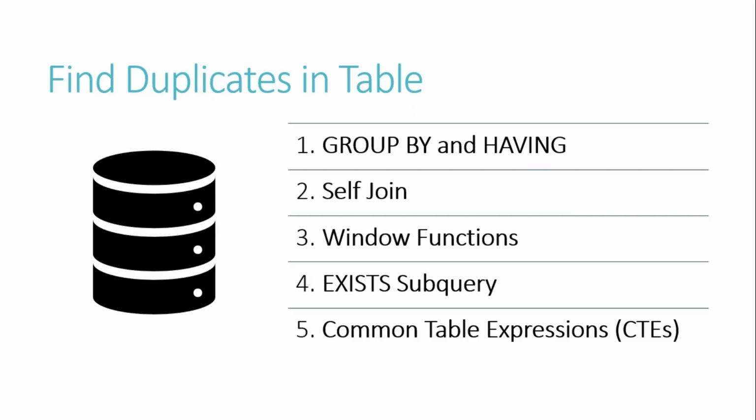In this video, we are going to see a very famous SQL interview question which is frequently asked. That is, find the duplicates in the table. I am going to show you 5 different ways to find duplicates in a table. So they are: first method is group by and having. Second method is by using self-join. Third is using window functions. Fourth is using exists subquery. And the last one is using common table expression, which is CTE.